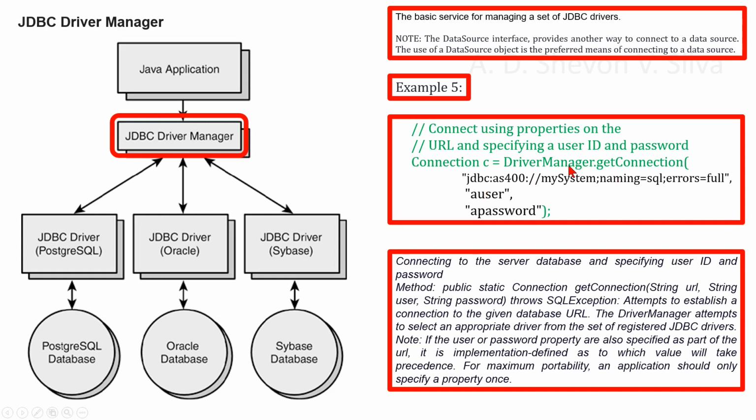The DriverManager attempts to select an appropriate driver from the set of registered JDBC drivers. Note, if the user or password properties are also specified as part of the URL, it is implementation defined as to which value will take precedence. For maximum portability, an application should only specify a property once.